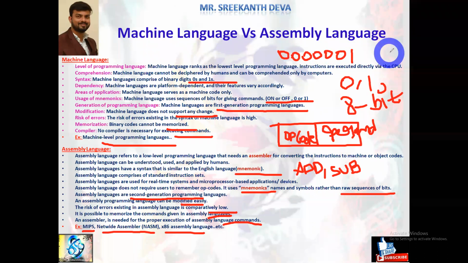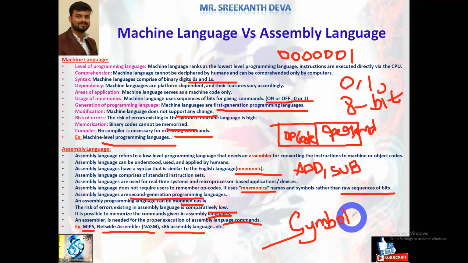Coming to assembly language, it is a second generation language. Here it is represented by symbolic operation codes, instead of the machine opcode. Symbolic operation code and symbolic address information are used in second generation languages, especially assembly languages. These are the major differences between assembly level language and machine level language.